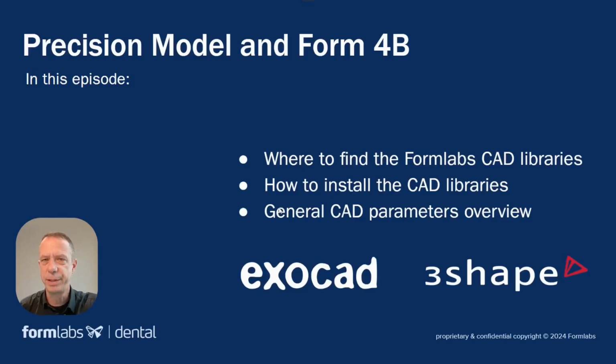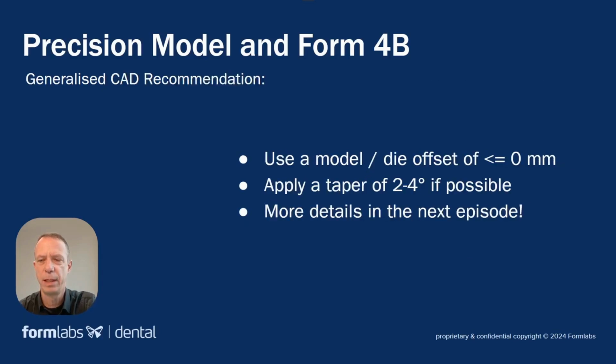Okay, I think that was pretty easy, but some of you might not have access to exocad or 3Shape. So here are some general CAD considerations for removable dies design. When you set the offset between the die and the model, we recommend for Precision Model on the Form 4, and that's different from the settings for Form 3B or for Model V3, for example, an offset of 0 millimeters or lower. Lower means negative, which is in some cases also a very good option.